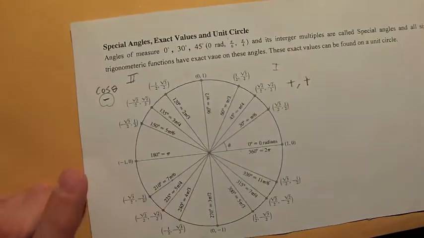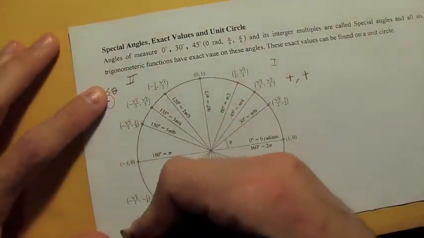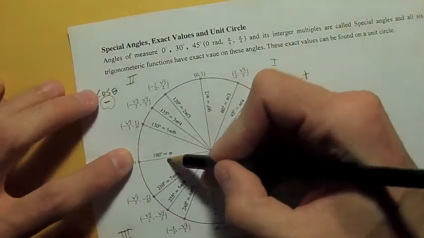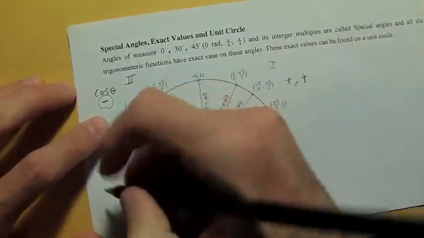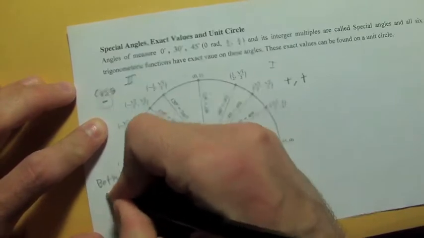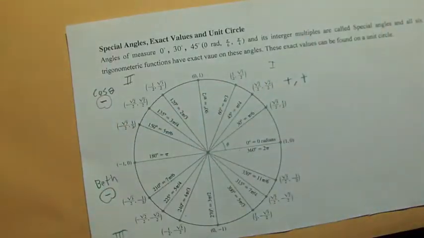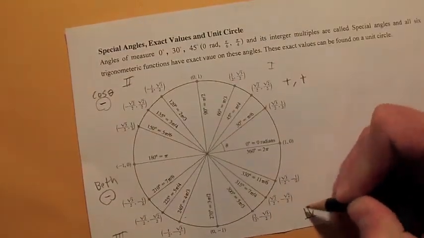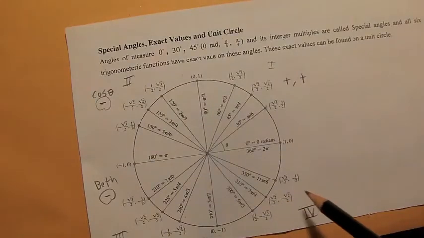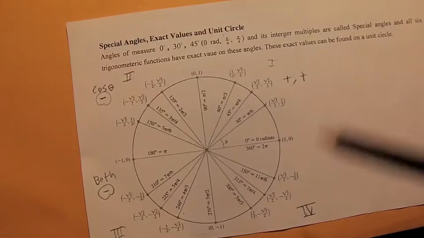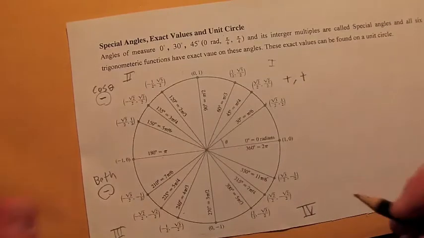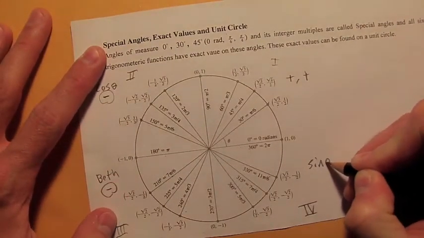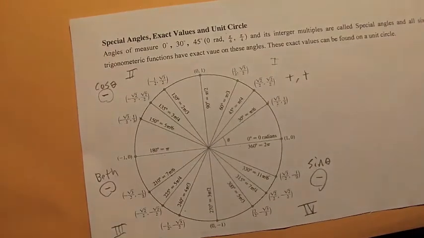So here's quadrant 1, here's quadrant 2. Okay. Quadrant 3, well, both the x's and the y's are negative, so they're both negative in quadrant 3. Okay. And here in quadrant 4, well, the x's are positive, which means cosine is positive, but the y's are now negative, so that means sine of theta is negative in this quadrant.